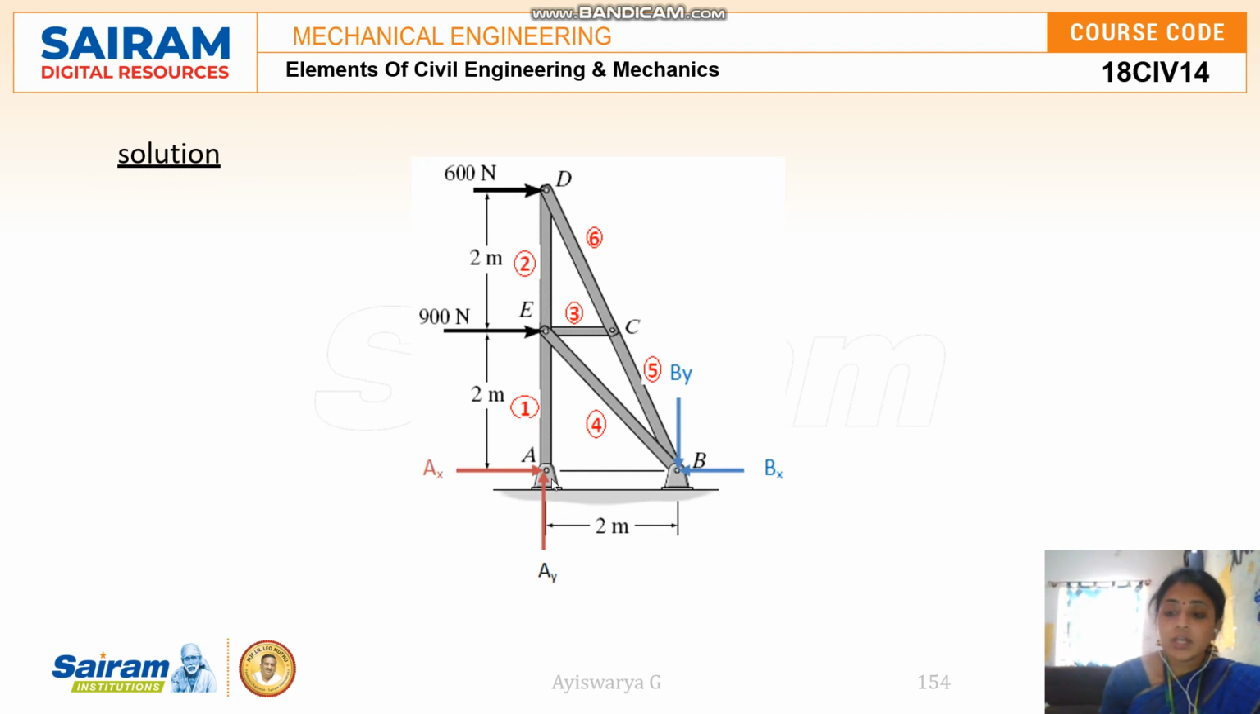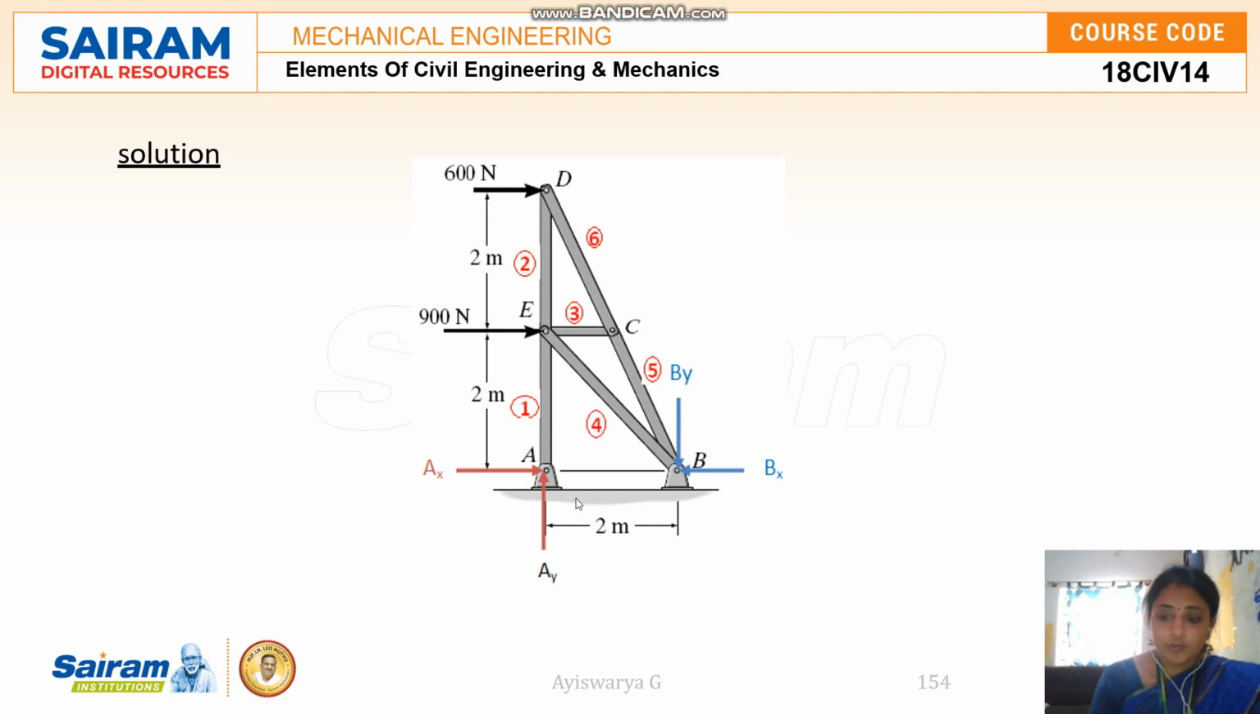So when seeing the hinged support in module number 3, immediately we will be applying one horizontal force and one inclined force, isn't it? So we have to apply two forces in A, two forces in B, that is AX, AY, BX, BY. This AX and BX are said to be horizontal forces. AY and BY are vertical forces.